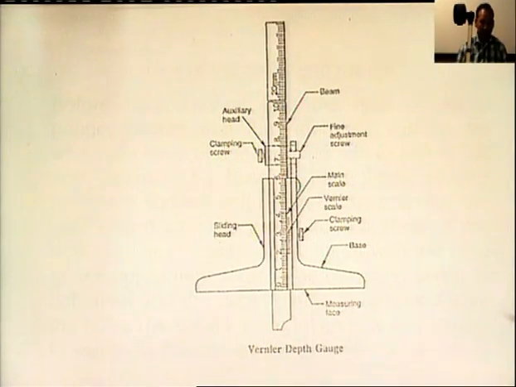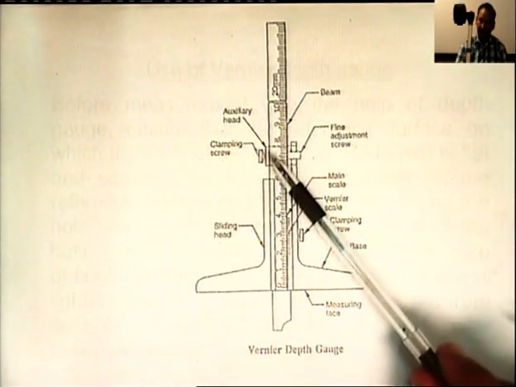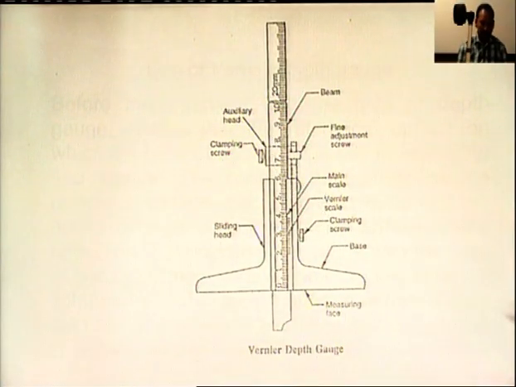The other main part of this vernier depth gauge is the auxiliary head. So, here in this diagram we can see that this is the auxiliary head of this vernier depth gauge. An auxiliary head is attached to the beam above the sliding head. It consists of a fine adjustment screw. With the help of this screw, the end of the sliding head can be set at any point with fine adjustments.